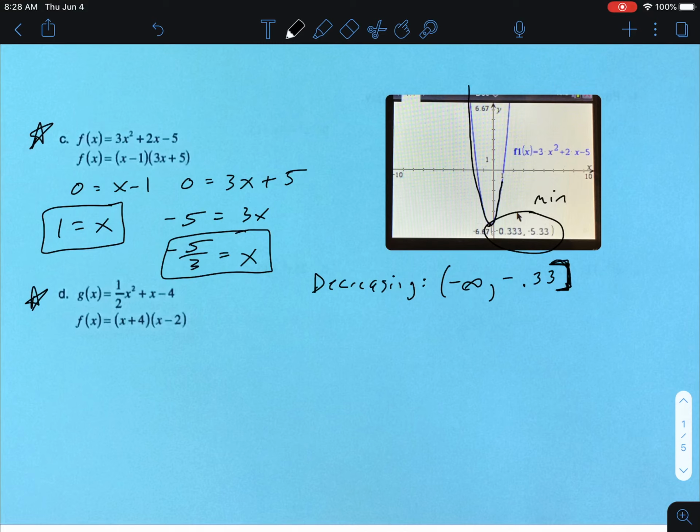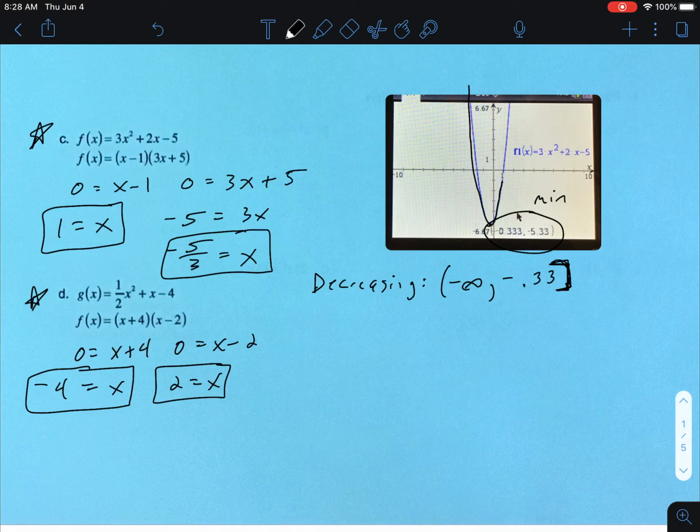Okay? So D, similar process, right? We want to first set each of those factors equal to 0. And it's already written in both factored form and standard form. Here subtract 4, here add 2, and there are your x-intercepts.